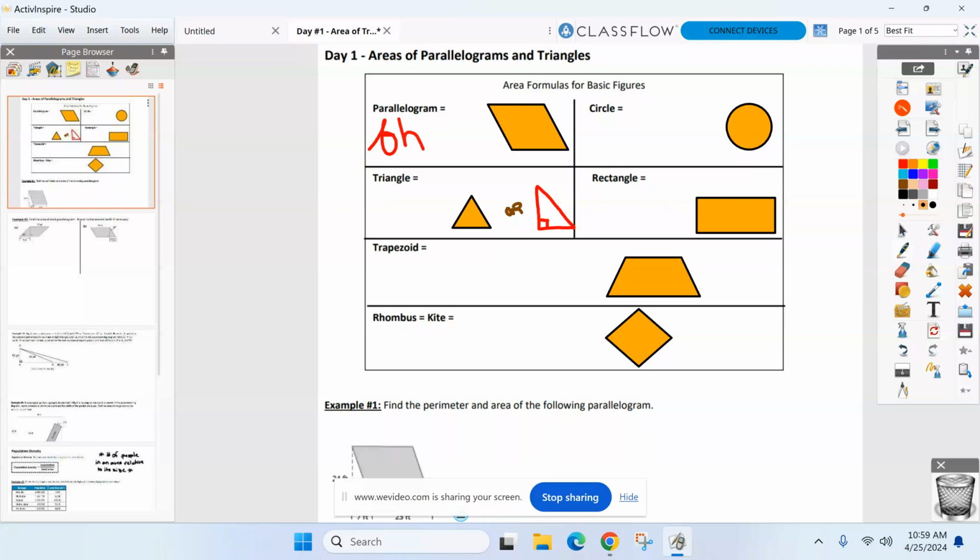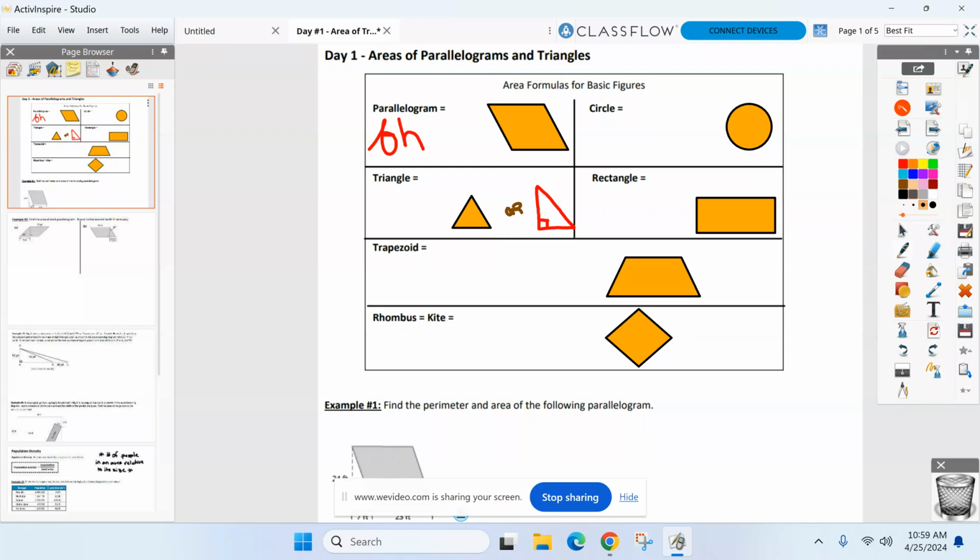BH, base times height. I need to get you out of this middle school mentality, which is right now you hear the word base and you see a figure, you automatically look and assume I'm talking about the bottom. No, that is not the case. Anytime I talk about a figure and its base, it could be any side. A base could be any side of a figure.